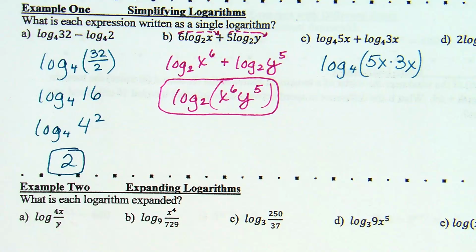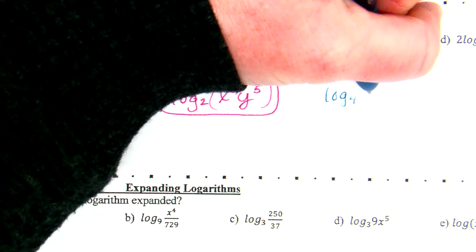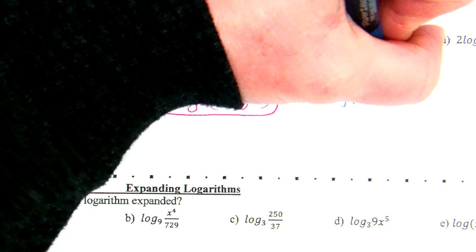Can we multiply 5x times 3x? Okay, we should. What is 5x times 3x? Log base 4 of 15x squared.